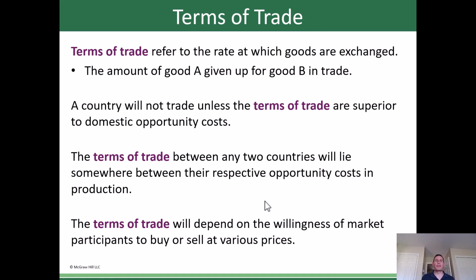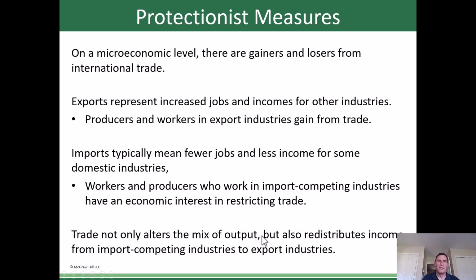Terms of trade refers to the rate at which goods are exchanged, so the amount of good A that is given up for good B in trade. A country will not trade unless the terms of trade are superior to domestic opportunity costs. The terms of trade between any two countries will lie somewhere between their respective opportunity costs in production. And the terms of trade will depend on the willingness of market participants to buy or sell at various prices. So if demand increases in, say, country A, then country B may be willing to supply more, and so on and so forth.